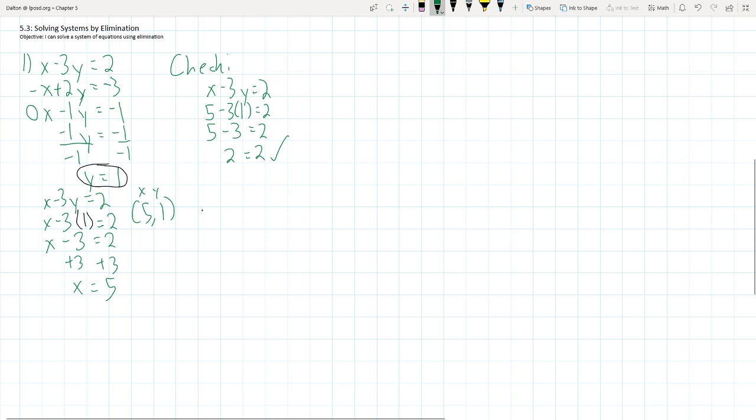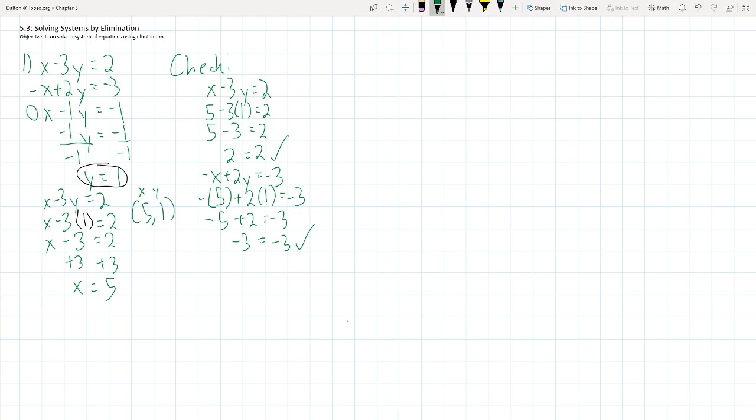Let's check the second one. I have negative x plus 2y equals negative 3. So I go negative 5 plus 2 times 1 equals negative 3. Negative 5 plus 2 equals negative 3. Negative 5 plus 2 is negative 3, so negative 3 equals negative 3. Hey, it works out.